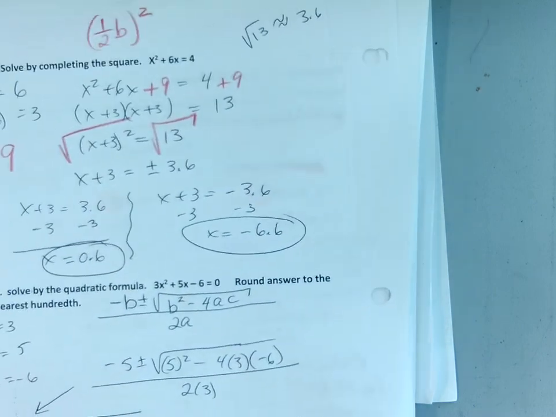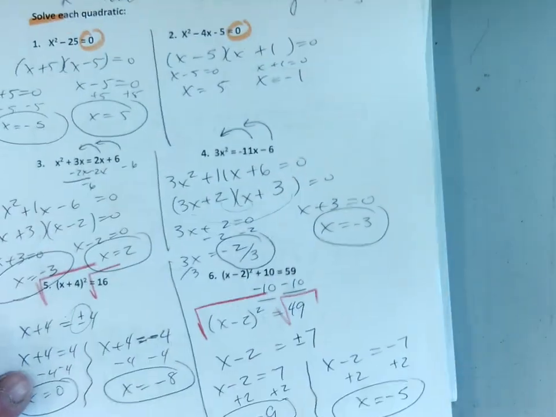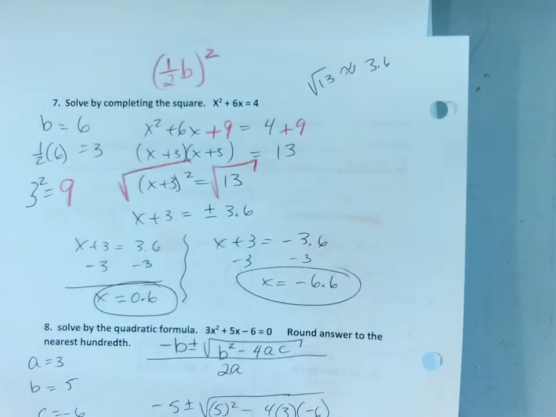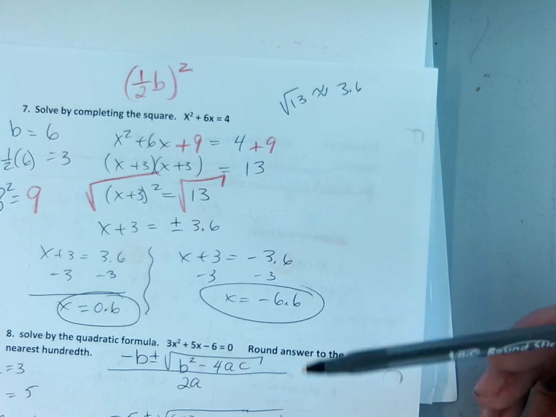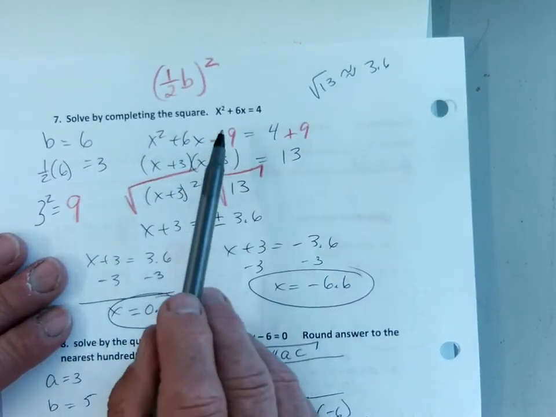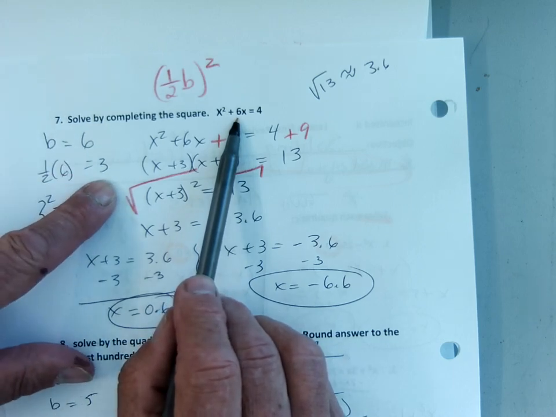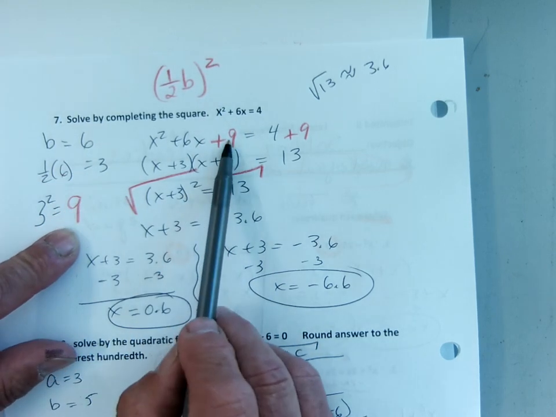Okay, on the back side, I'm going to solve this by completing the square. Our goal is to make it look like this. So number 7, I'm going to complete the square. So how do you complete the square? We take half of b and square it. Let's take a look. b is 6. If we take half of 6, I get 3. If I square 3, I get 9. So add 9 to both sides.